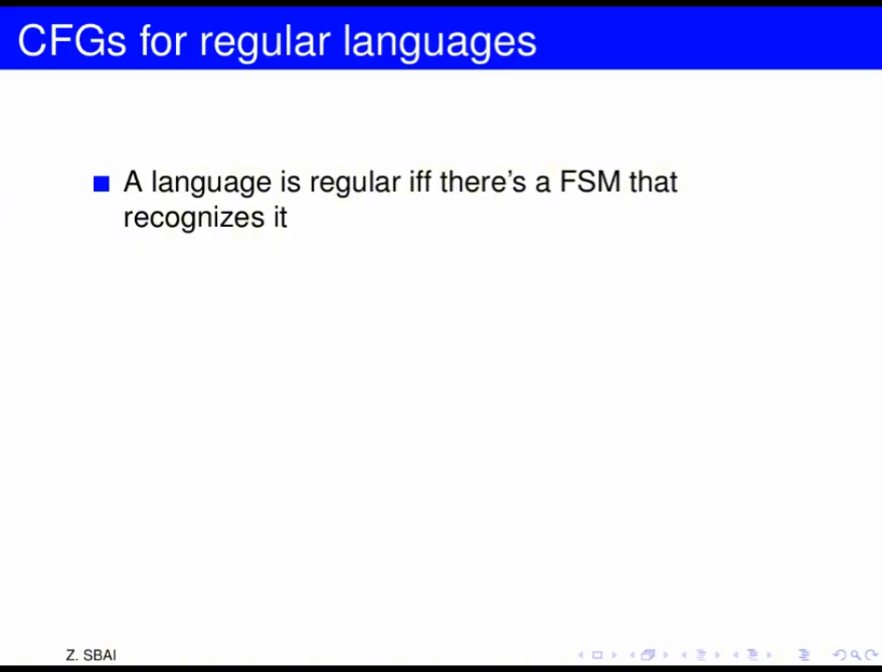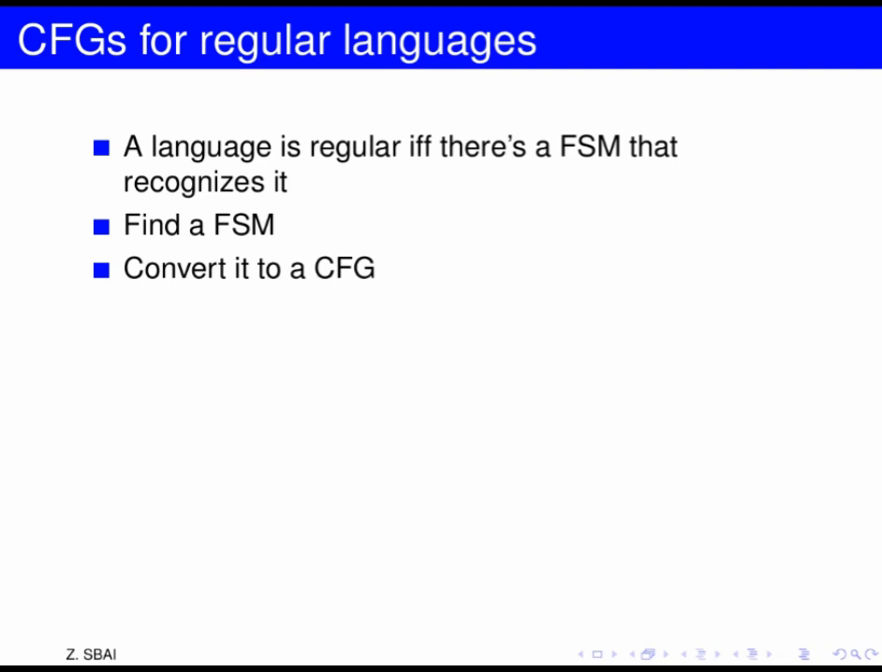Hello, in this video we'll prove that any regular language is a context-free language. For this, we will show how to find a context-free grammar if we have a regular language. As you may know, a regular language is a language that can be described by a finite state machine. If there's a finite state machine, let's find it and then let's show how to convert this finite state machine to a context-free grammar.